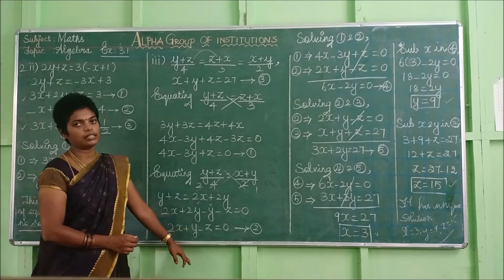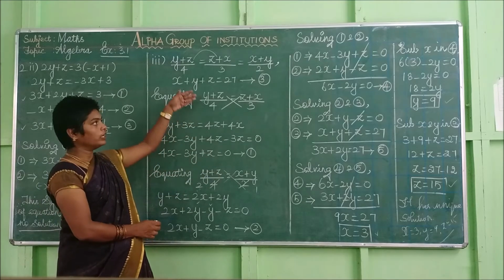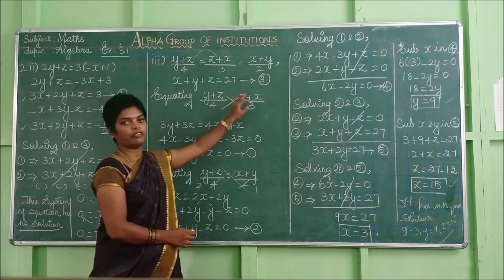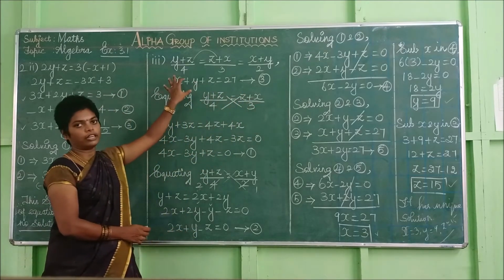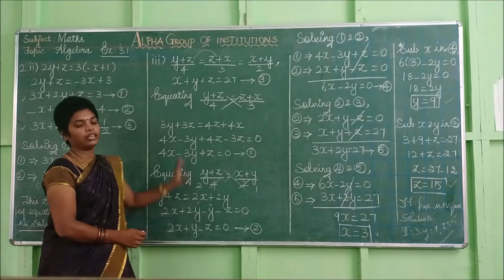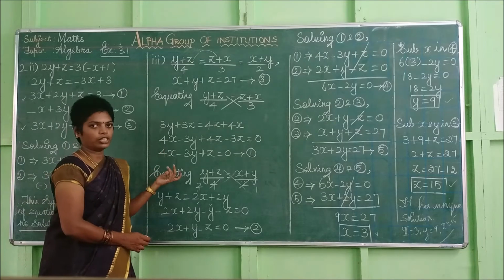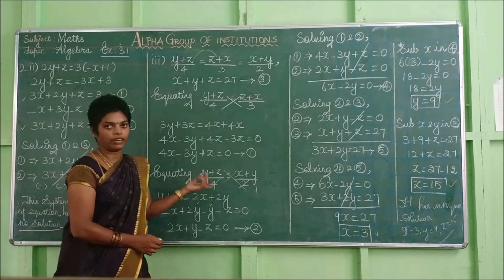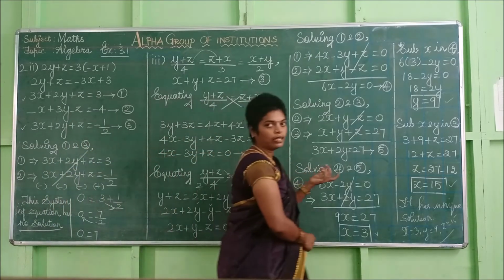Now take this as the second equation. Already one equation is given in the question. You take that equation as third. Equating 1 and 2 you get the first equation. Equating 1 and 3 you get the second equation. The third equation is already given in the question. Now you can solve the equations and find the values for x, y, z.